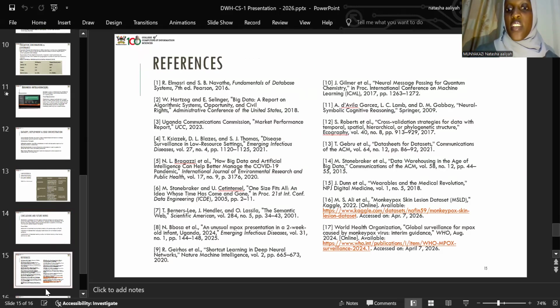These are the academic references and datasets that informed the research and system design.